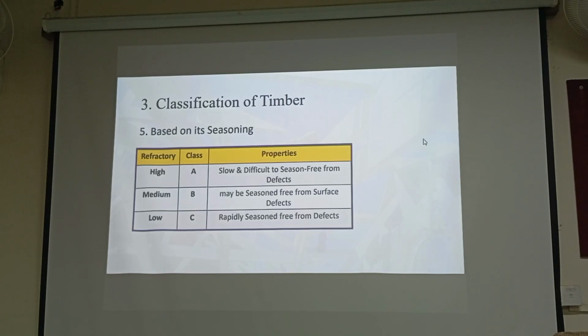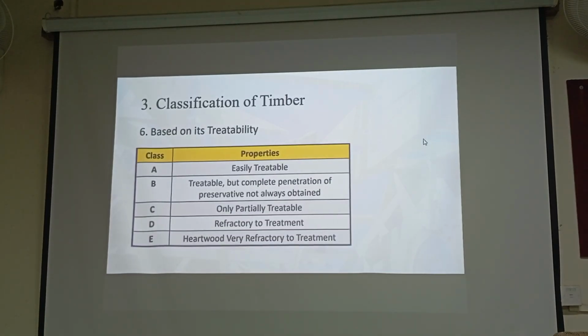Based on seasoning, there are three categories of refractoriness: high, medium and low. Category A is slow and difficult to season, and takes a longer duration to get seasoned. Medium category B may be seasoned free from surface defect, and category C is rapidly seasoned free from defect, so it can be seasoned very fast, within a few or 2-3 hours. Based on treatability, meaning how we can work on it and make different shapes from the wood, A, B, C, D, E, F will be 5 categories based on how easily we can treat it for making some structures.